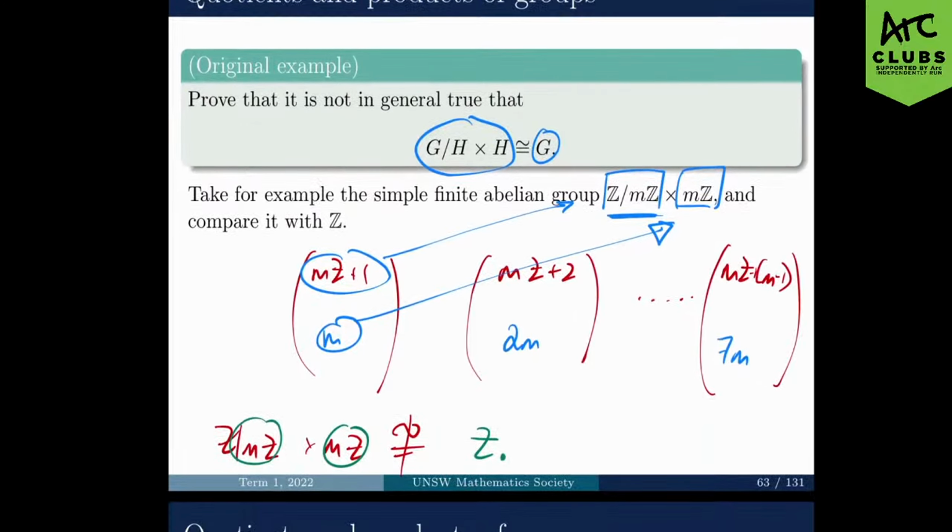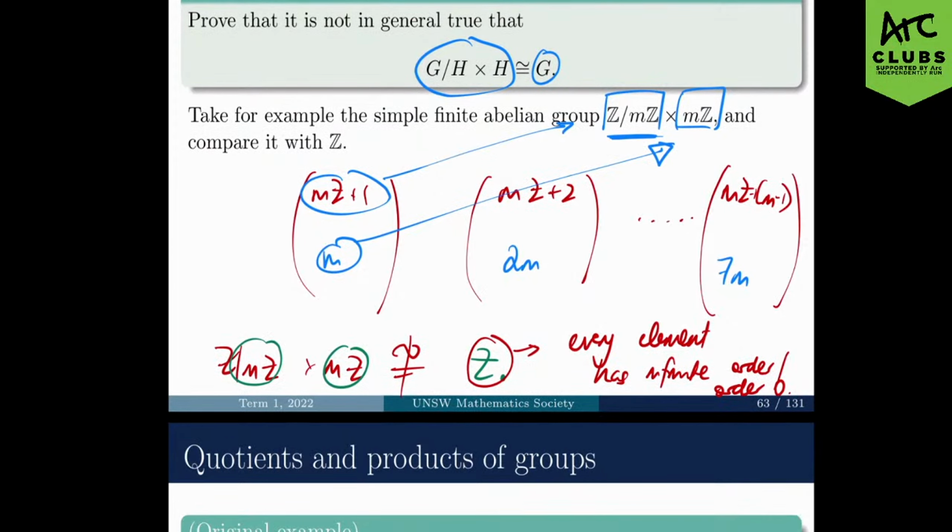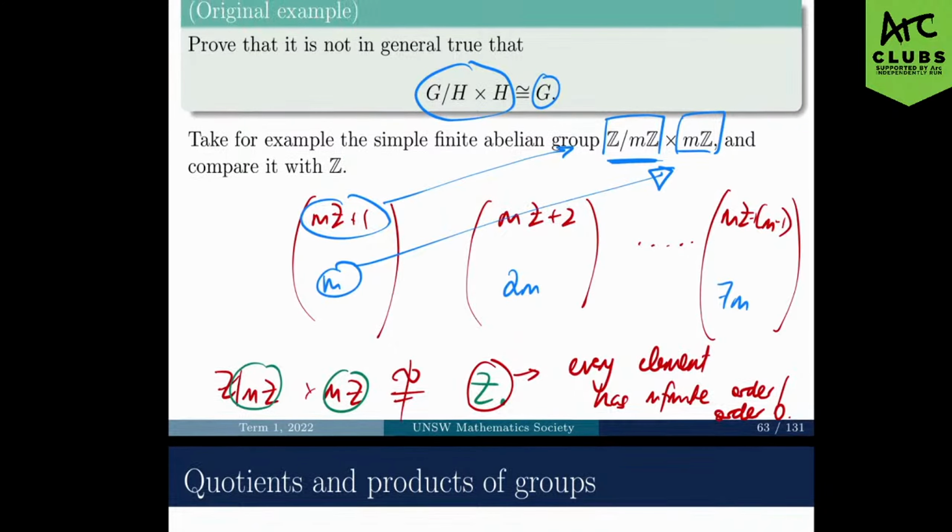So one useful thing about Z is basically every element has infinite order, or order 0. Right? Every element except for 0 does not have a finite order. Because you can take 1 and you can keep on adding it to itself. Right? You can keep on saying 1 plus 1 plus 1 plus 1. And in Z, you'll never get down to 0, which is what we want.